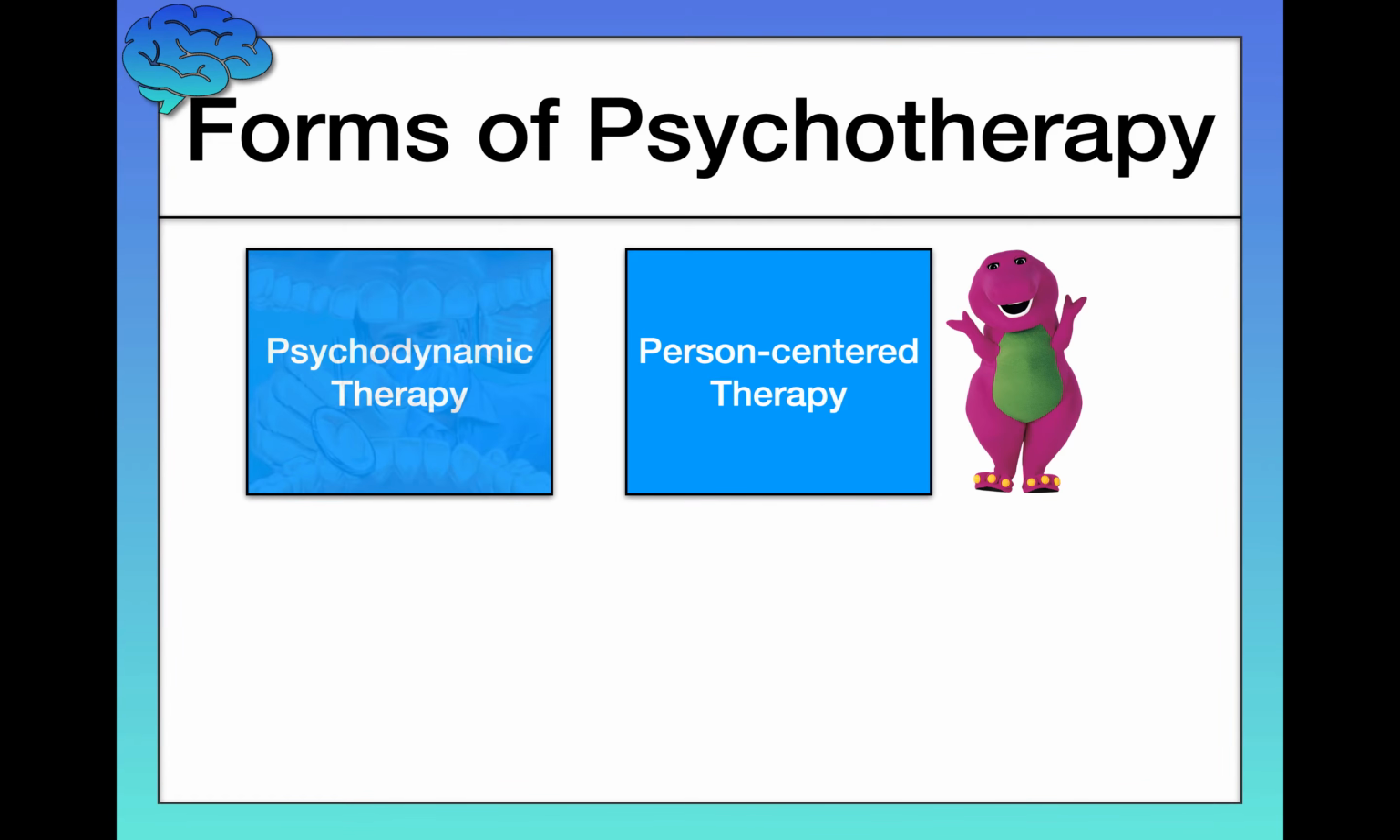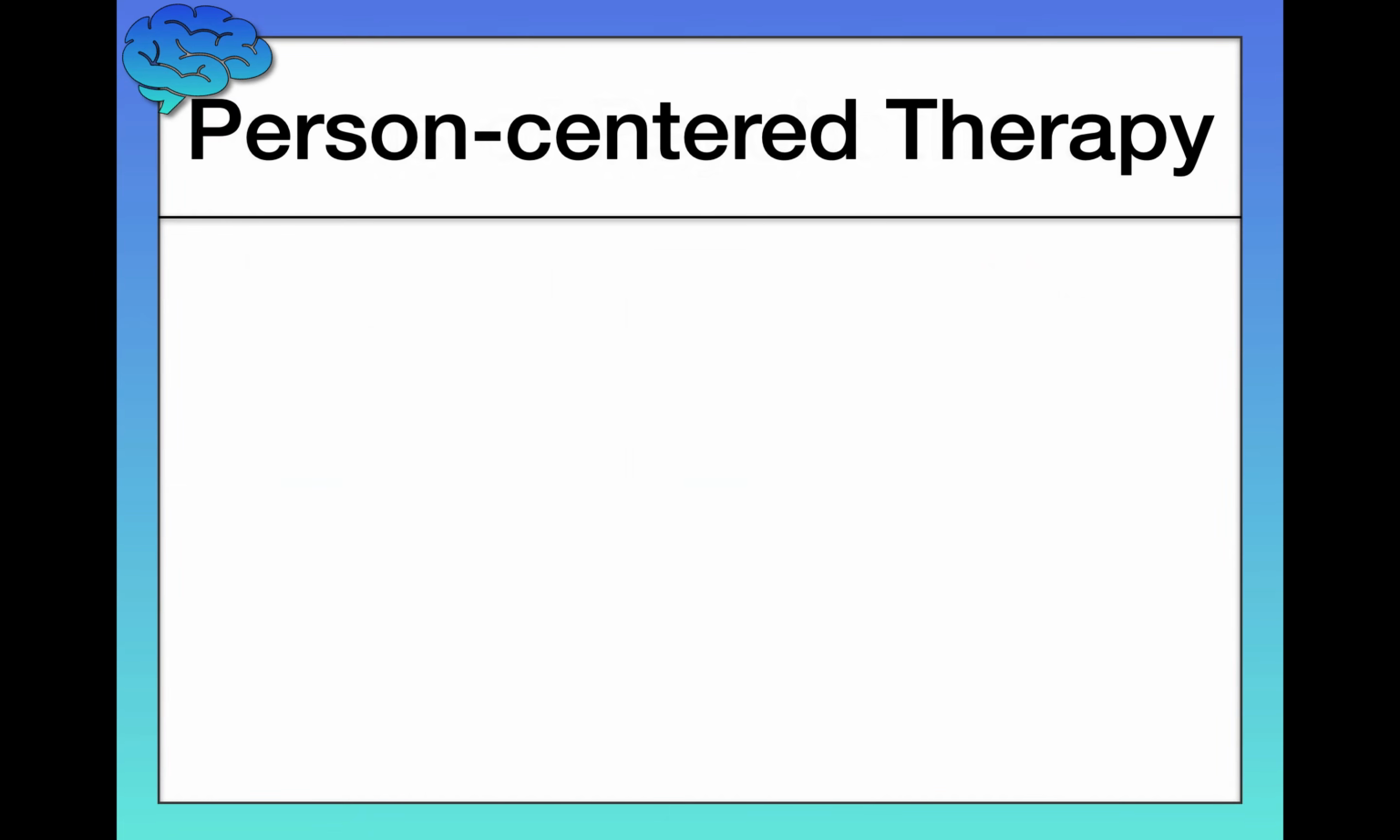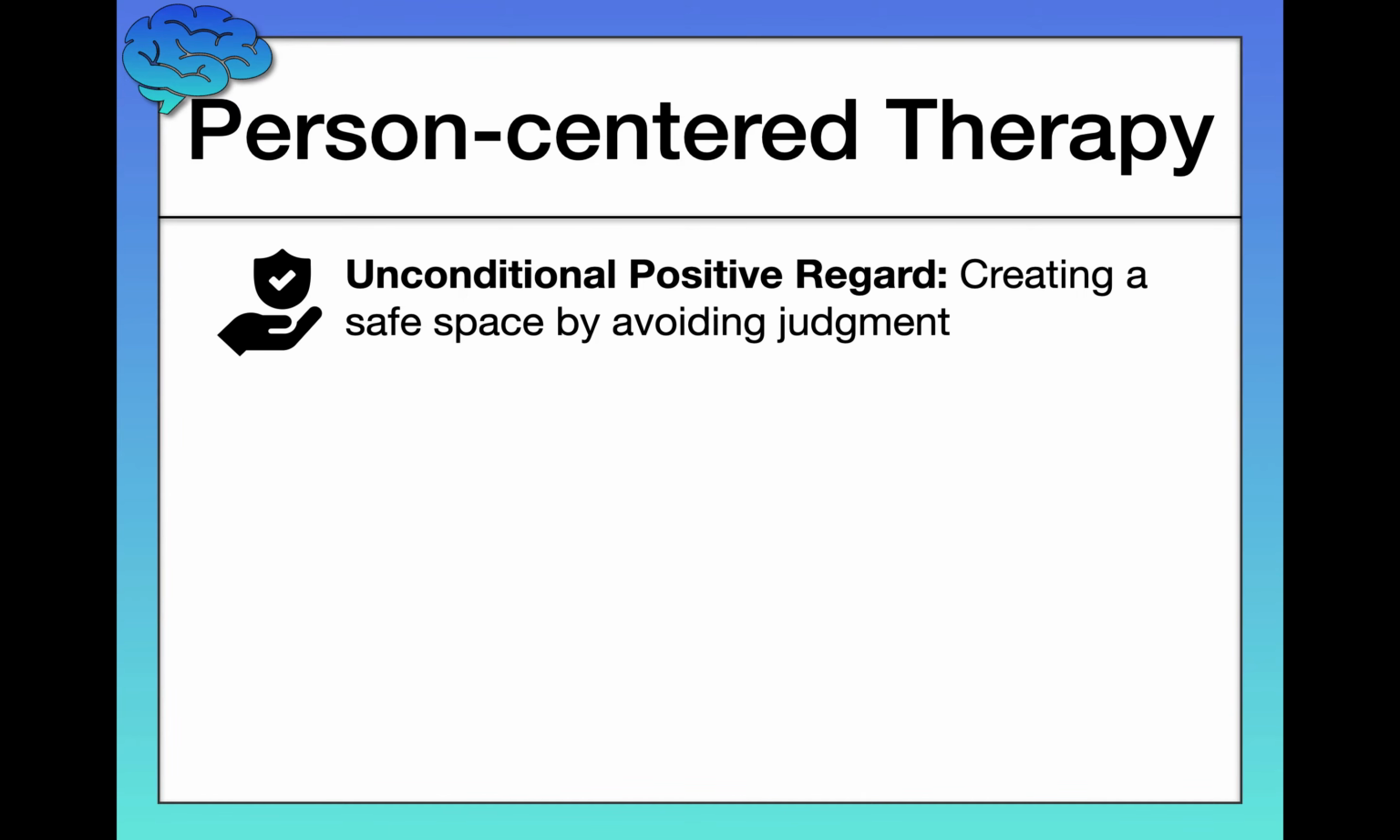This is a non-directive form of therapy in that the therapist doesn't actually offer any advice. Instead, the therapist treats the other person as their equal, just someone to talk to, and assumes that the person will get better on their own through the process. This approach to therapy involves several key principles, including unconditional positive regard. This is really important in creating a safe space. Unconditional positive regard involves avoiding any kind of judgment in regards to what the client is saying. And this is really important for all the things that follow.